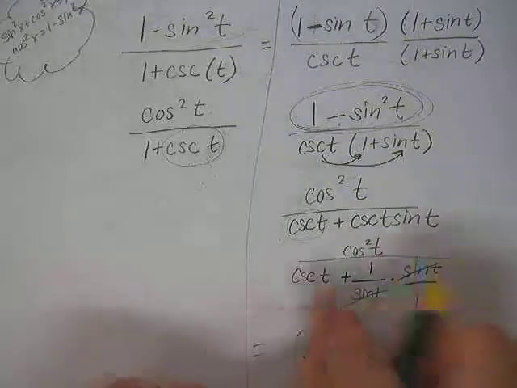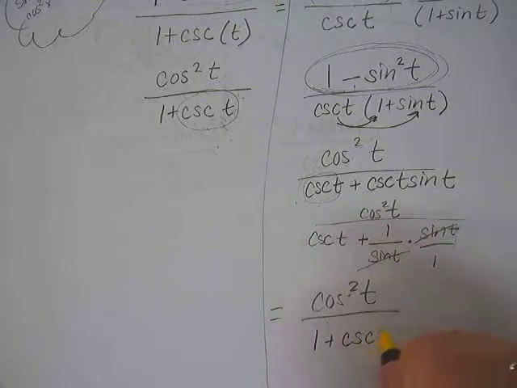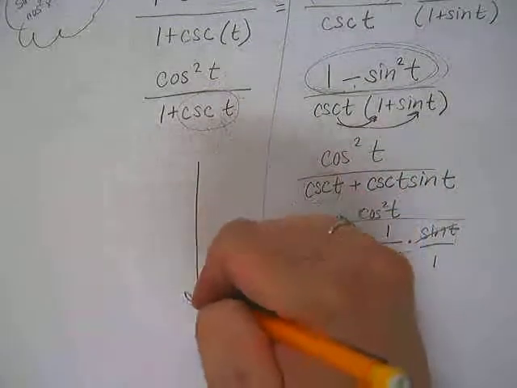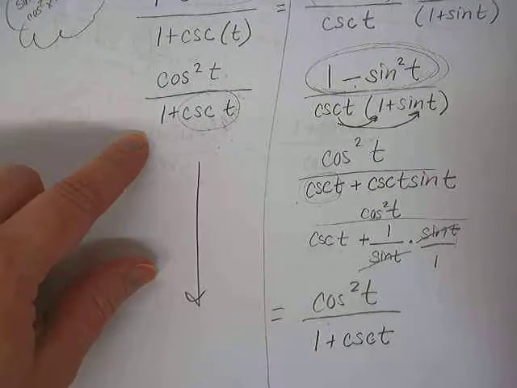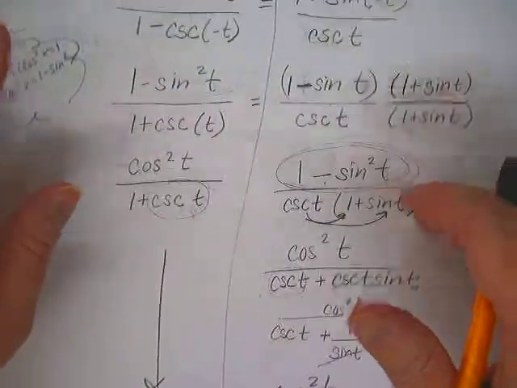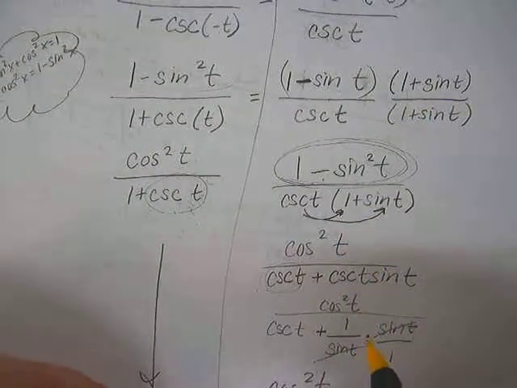So, final match here. Cosine squared of t. And if I just trade these around, because that's perfectly fine, 1 plus cosecant t, and that matches exactly what we had there when we left off. So I think that works.